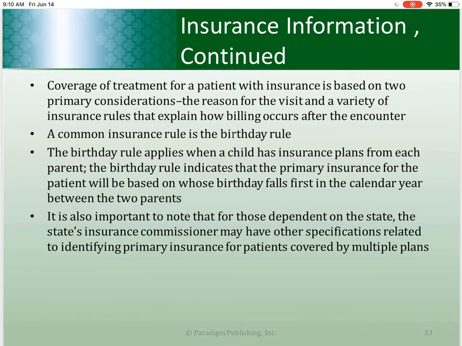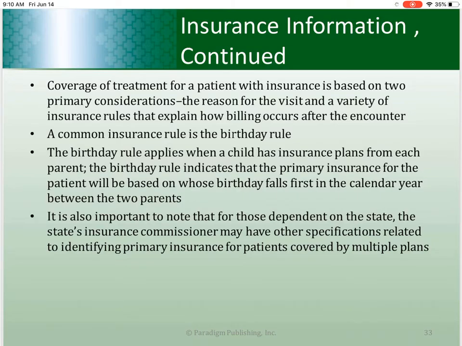So, for example, if my husband and I both have insurance coverage for our children, so they're both on my policy and his policy, the primary insurance will be his, because although I'm older, I'm about 10 months older than him, his birthday is in February and my birthday is in April. So it doesn't matter about the age, it matters whose birthday falls first in the calendar year. So his insurance would be primary for my kids.